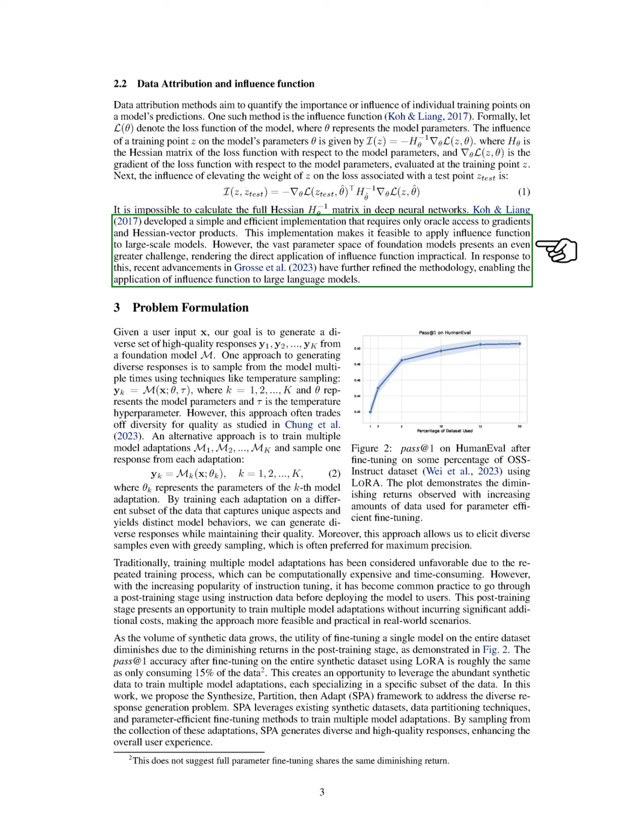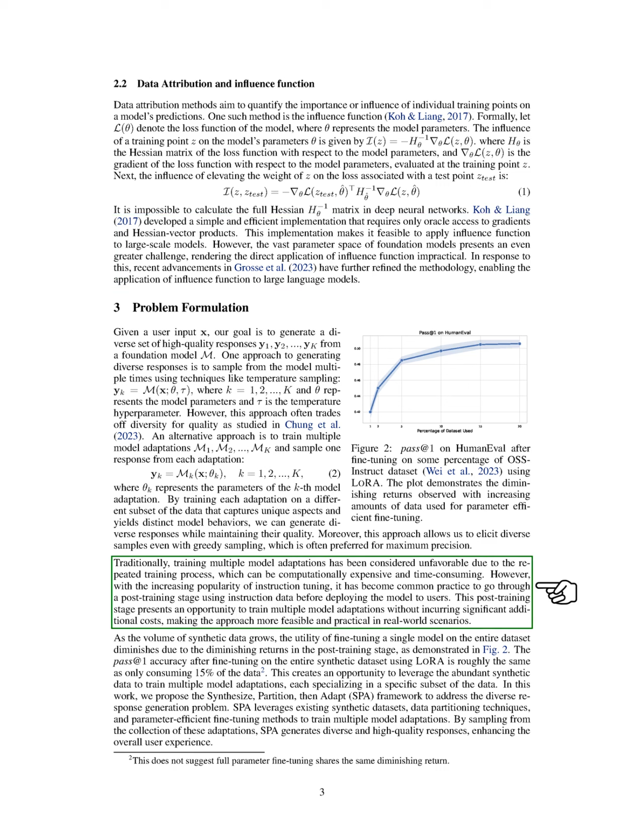We then formulate our problem. Given a user input, we want to generate a diverse set of high-quality responses from a foundation model. One way to achieve this is by sampling multiple times from the model using temperature sampling. However, this can compromise quality for diversity. An alternative is to train several model adaptations on different data subsets, allowing us to generate diverse yet high-quality responses.